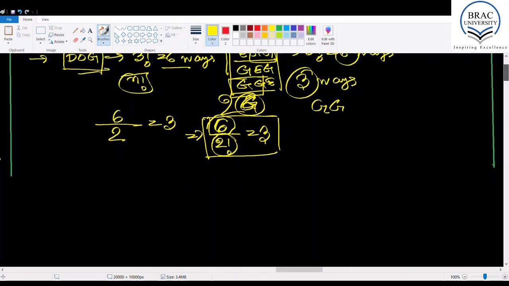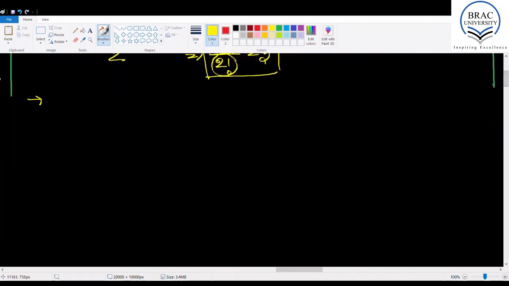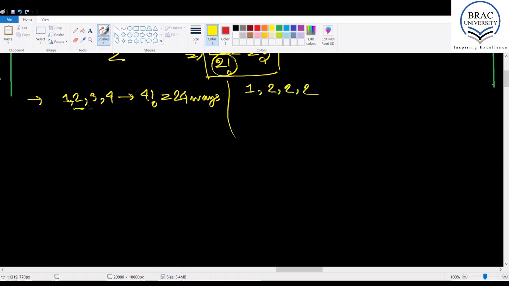So let's check another case. For example, say there are the digits 1, 2, 3, 4. These 4 digits are given. So in how many ways can you rearrange them? You can arrange them in a total of 4 factorial or 24 ways. Simple. But if you were given 1, 2, 2, 2, here you are given 3 twos. So will the result be the same here? No, because if we try to rearrange all of them, what do we get?